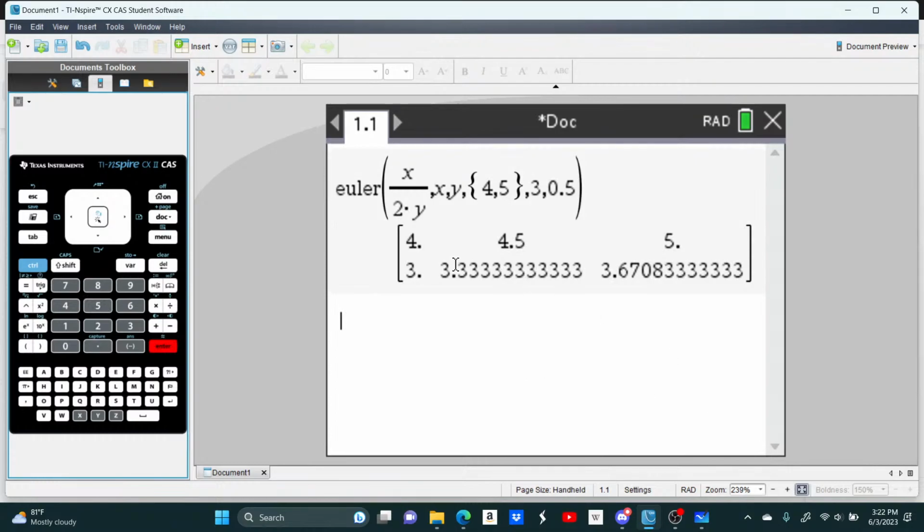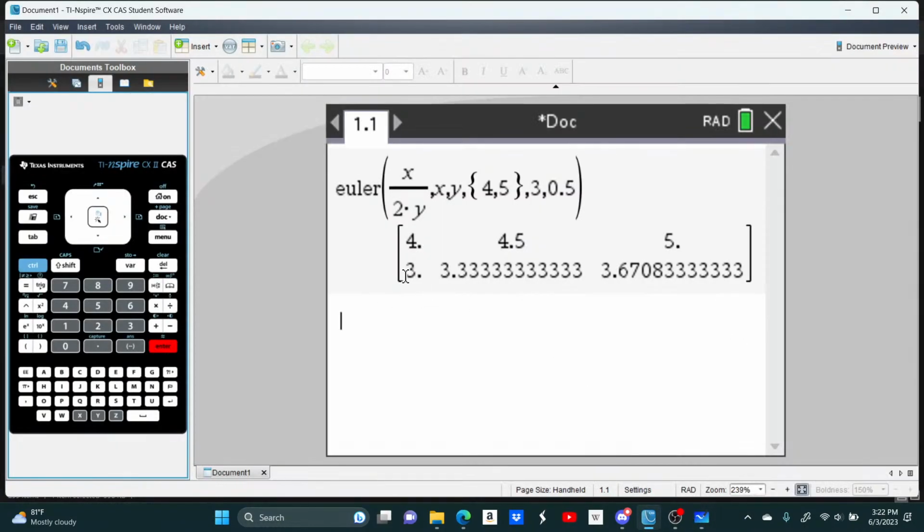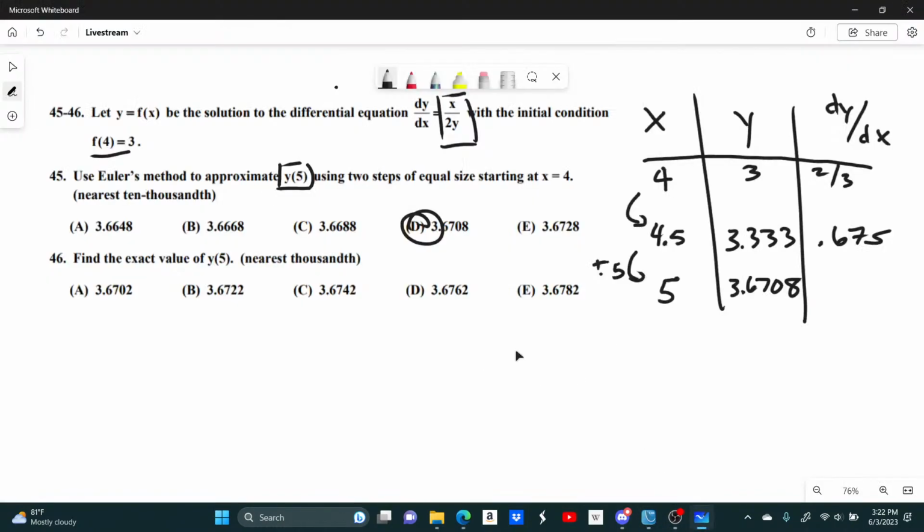And you can see it outputs this table, and this is the exact table that we have over here, it just doesn't have the dy/dx. So at 4, we're approximating it to be 3. At 4.5, you'll approximate it to be that. At 5, you'll approximate it to be that. And we get the same thing. So it's up to you if you think that's faster. It really is just preference. But yeah, let's go to 46.